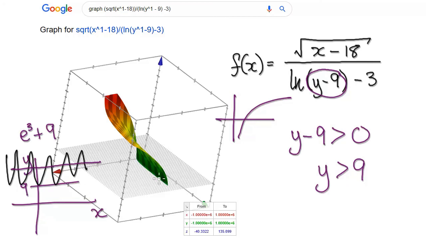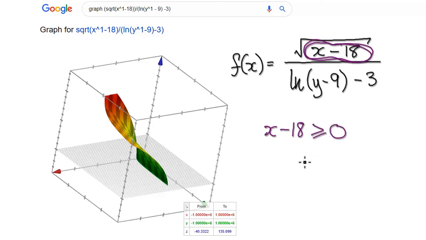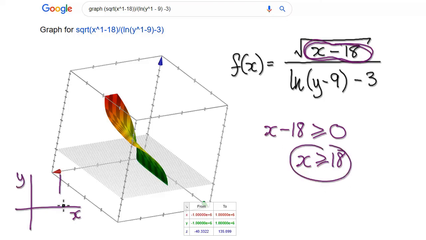Then also you need to look at this thing here, and notice that you need to make another demand, where this thing here can be equal to or greater than 0. Okay, so what does this mean? Well, add 18 to both sides. So on your xy plane, x has to be bigger or equal to 18. So imagine 18 is here. So it will be somewhere along here.